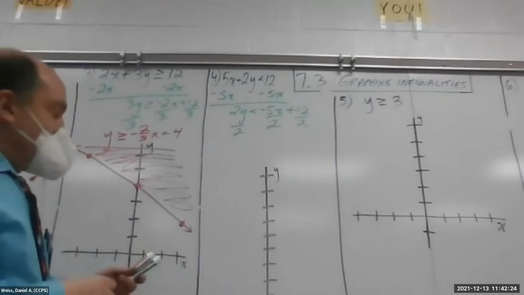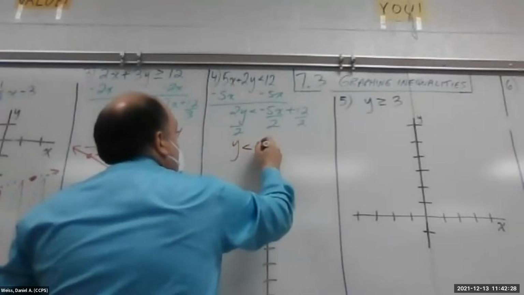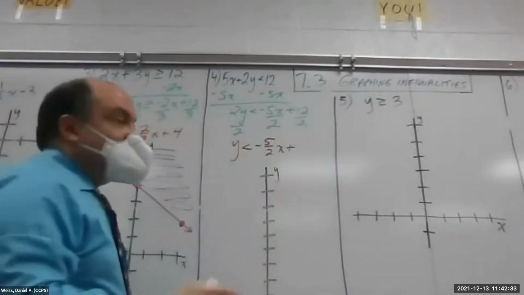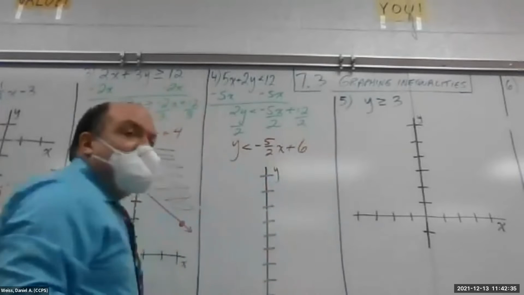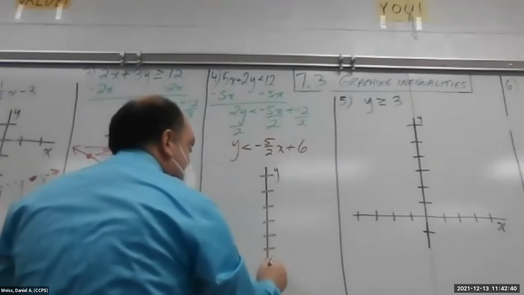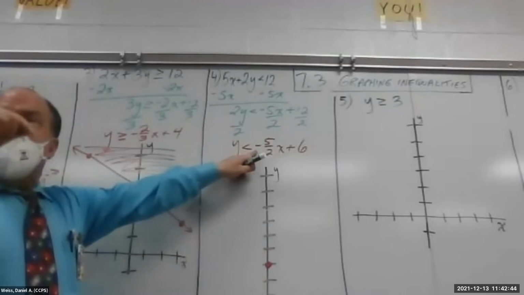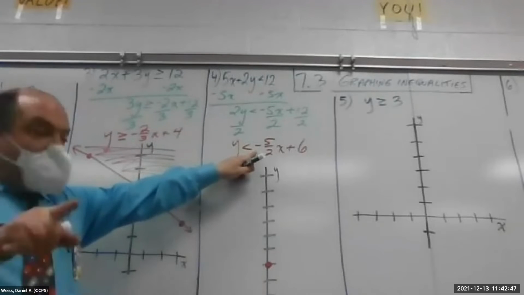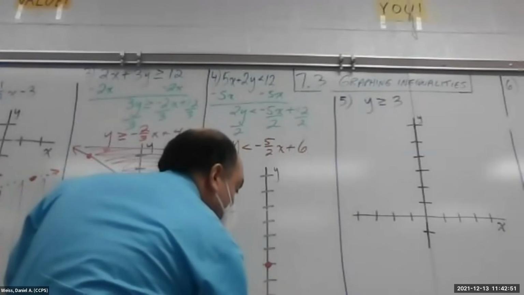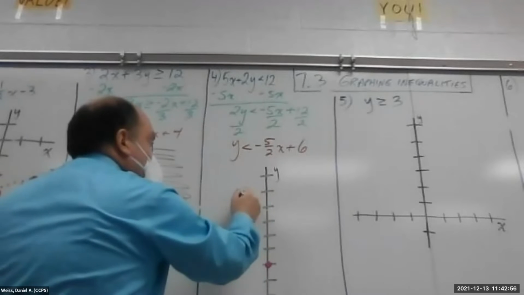All right. Now you have y less than negative 5 over 2x plus 12 divided by 2 is 6. So my intercept is 6. 1, 2, 3, 4, 5, 6. Put a dot on 6. My slope is down 5 over 2, right? Down 2, 3, 4, 5 over 2. Or up 2, 3, 4, 5 and back 2.